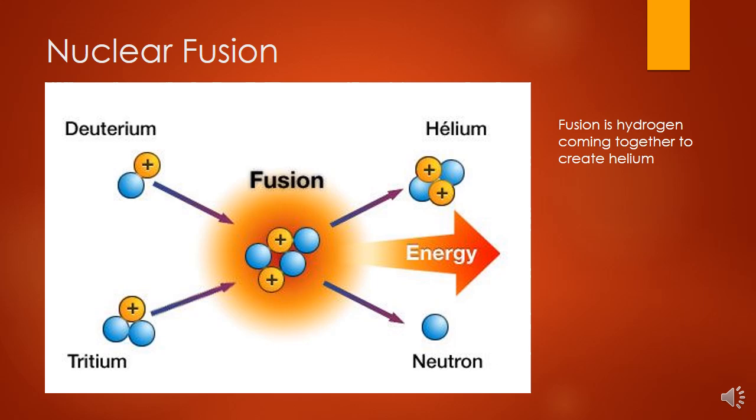But basically, what happens is hydrogen comes together. So you can see yellow represents a proton. So deuterium and tritium are two isotopes of hydrogen, but they're both hydrogen because they both have one proton. So they come together and they create helium. So you can see that helium has the two orange pluses, the two orange protons coming off. So hydrogen comes together and makes helium. This is nuclear fusion, which happens inside of stars.